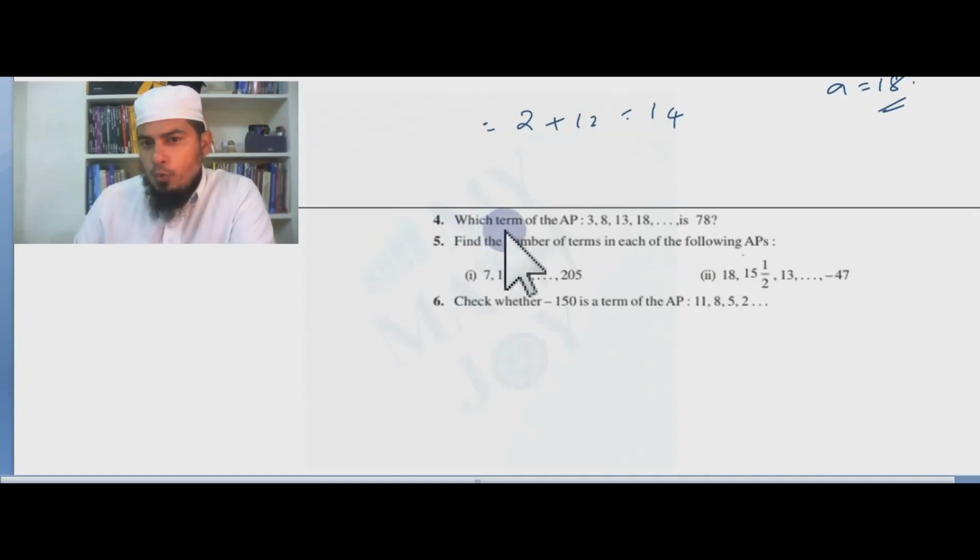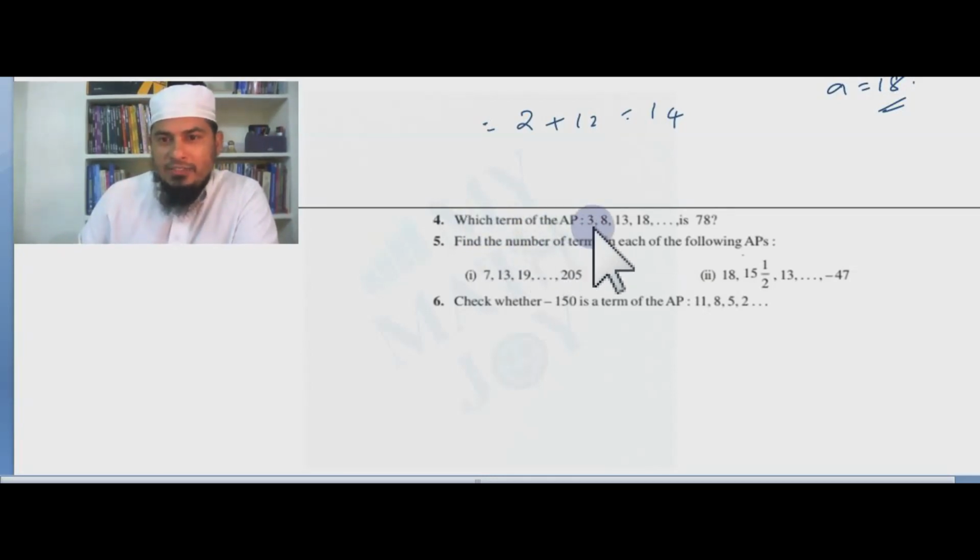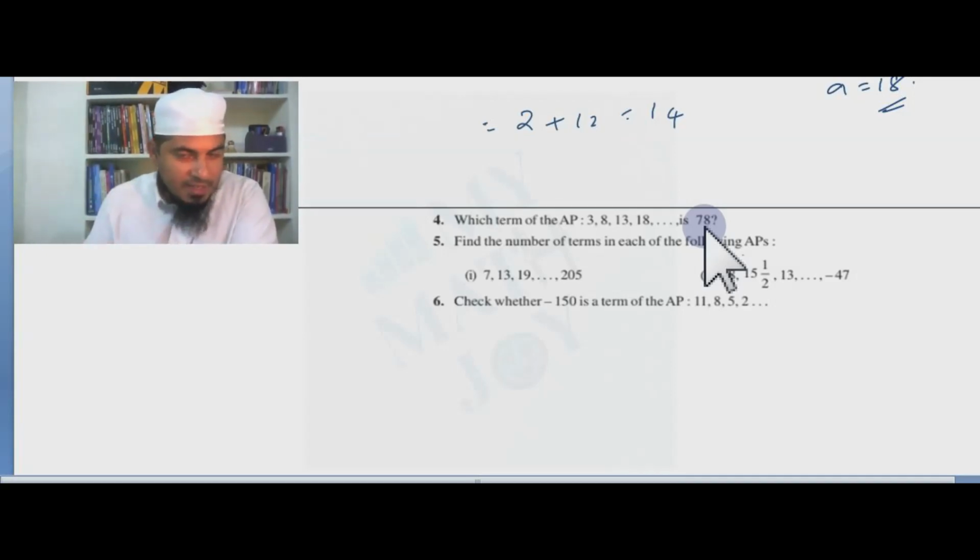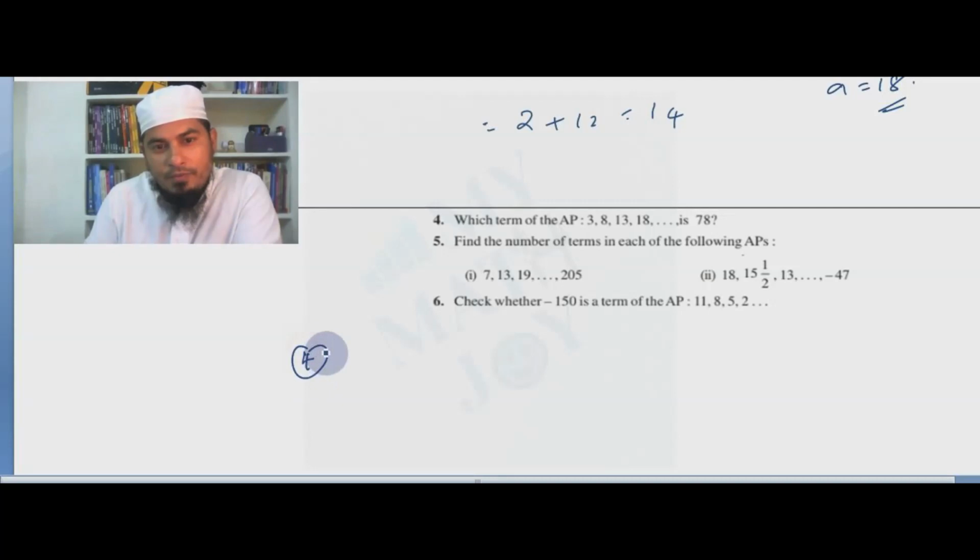Question number 4. Which term of the AP 3, 8, 13, 18, and so on is 78? We have done this type in the example problems, so I hope you can do this problem. Pause this video and do it by yourself. I do mine, you do yours, don't look at mine, and then cross check. Question number 4 is asking which term of the given AP.